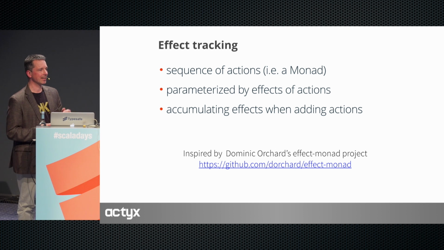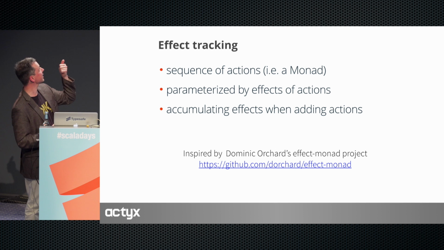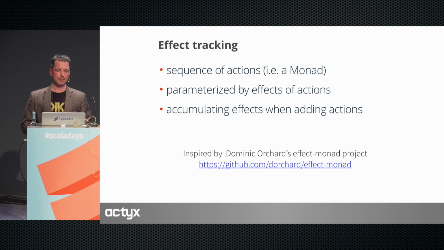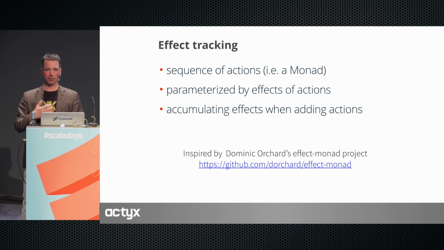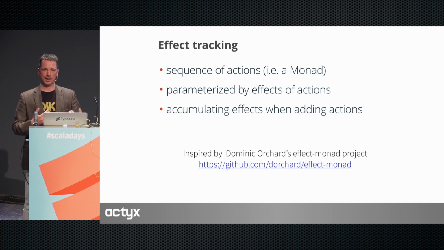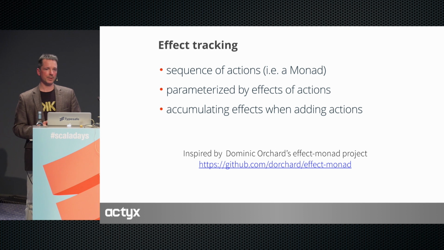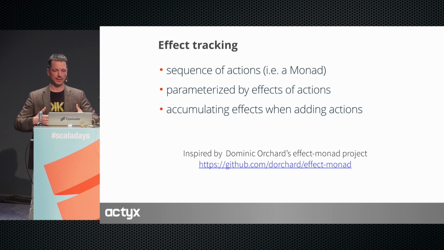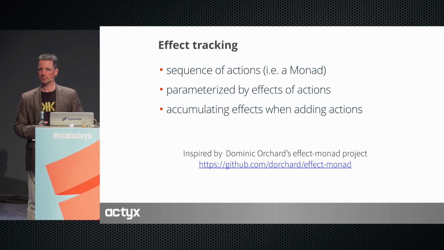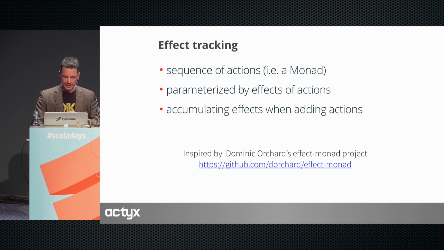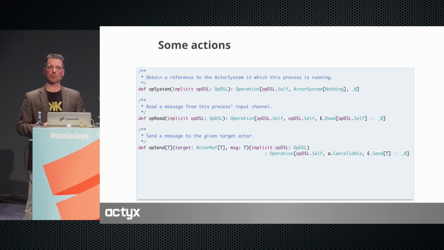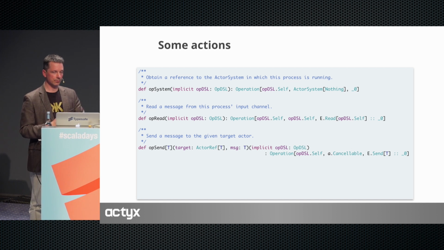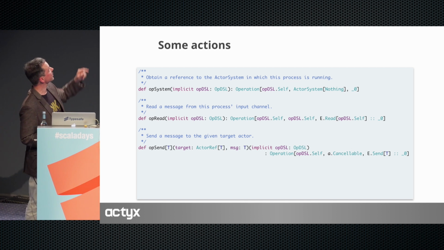So what we can do is we can have a sequence of effects, that's the monad nature, so a sequence of actions. And all these actions are parameterized by effects, and then the monad takes these effects from the actions and is in turn parameterized. And this parameter is what we use to keep track of the accumulating effects as we build up the process. So let's go a bit into that. I'll just show you a few things. OpSystem is an operation that computes or returns the system in which this actor is running. So this is an operation.